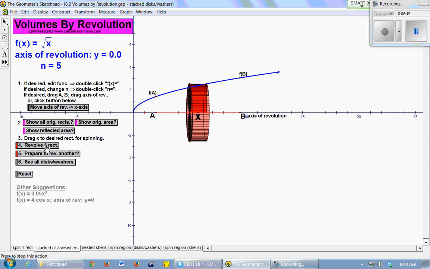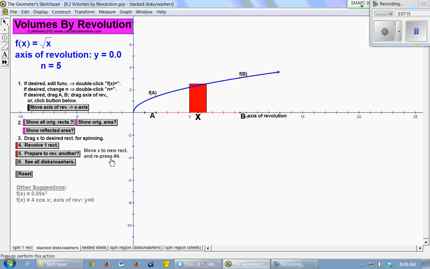And you get a disk, right? You get like a short cylinder, a disk. The volume of that thing would be pi r squared times delta x, right? The area of the base, which you would get by finding the area of the circle, and then times its height, delta x.